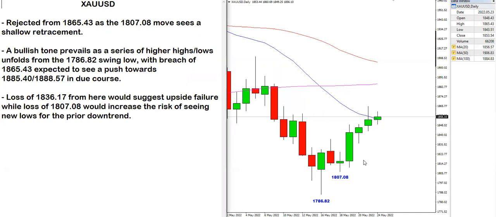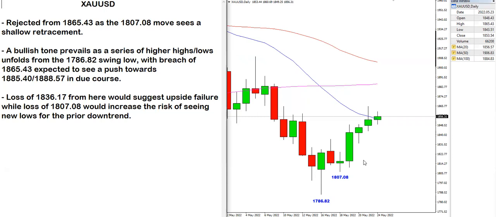Should we fall back through 1836.17 from here, that would suggest upside failure above that level, the breakout point. And then I'd be looking for a possible test of 1807.08, but that level for me is the key for a resumption of the previous downtrend.